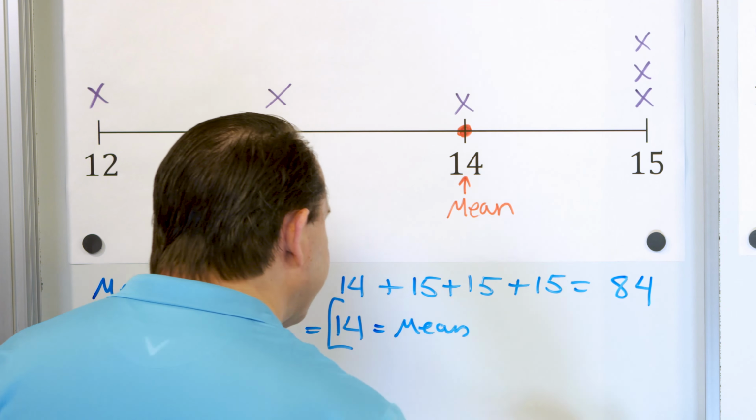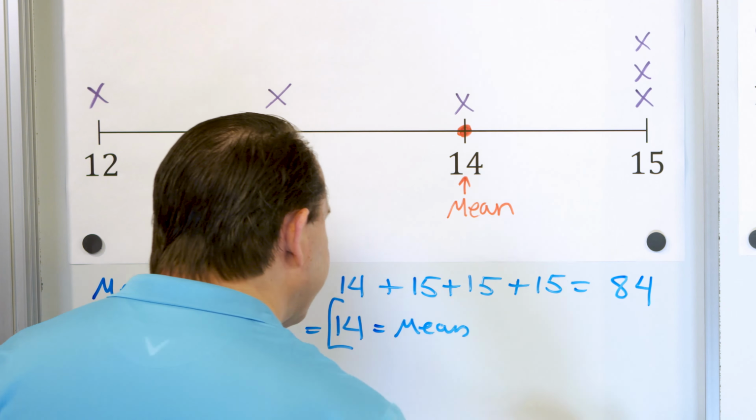Now that's great that we understand the kind of a middle value of the data set. How do we measure how spread out it is? Well, the easiest way is to find the range. We can see that the largest point that we have is 15. The smallest point that we have is 12. So 15 minus 12. So the range is just equal to 3.